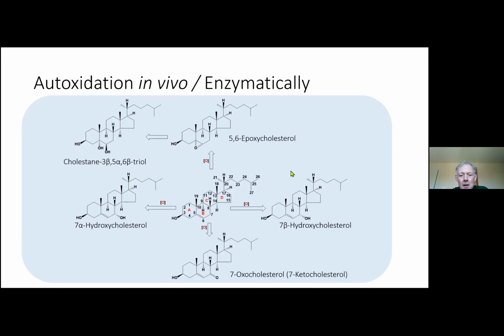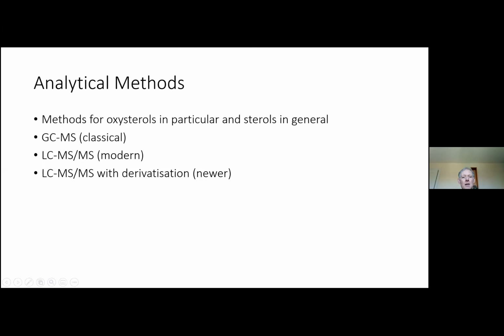So when you do an analysis and you analyze, for example, 7 beta hydroxycholesterol, you're always worried, is that 7 beta hydroxycholesterol real? Is it really from my sample, or is it from sample workup? And this is the real problem we have in oxysterol analysis, and we must be aware of it at all times. Okay, let's now look at some analytical methods.